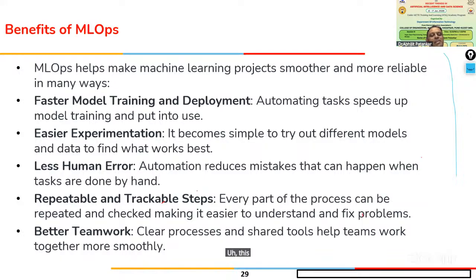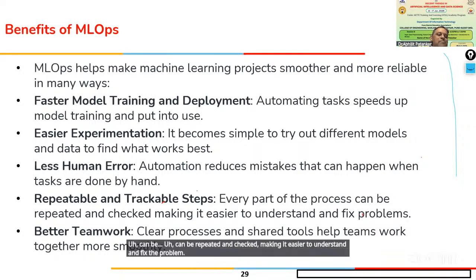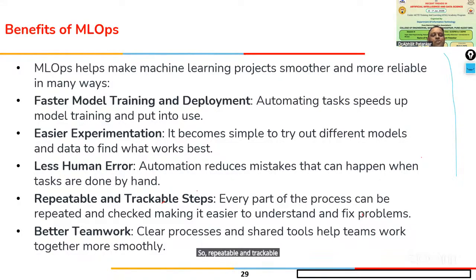Then repeatable and trackable steps. Every part of the process can be repeated and checked, making it easier to understand and fix the problem. So, repeatable and trackable steps. If you have to fix a problem, checking and making a new process are easy.